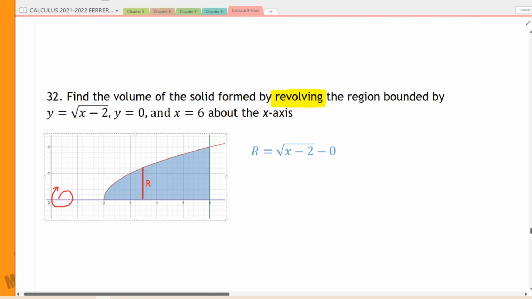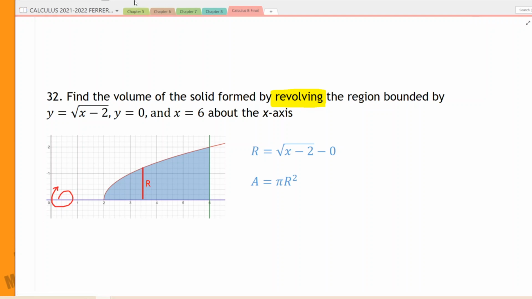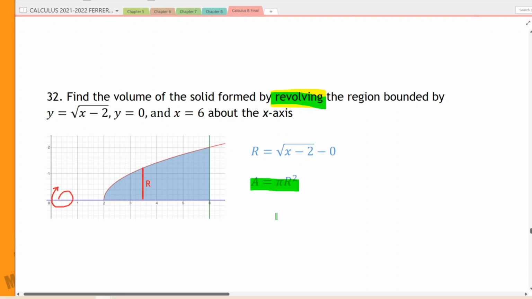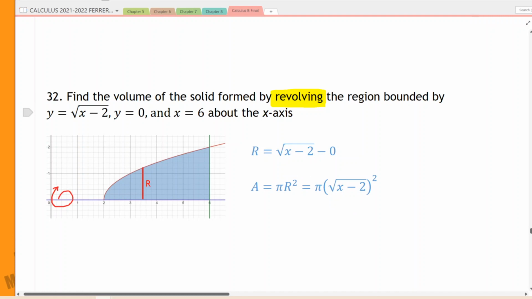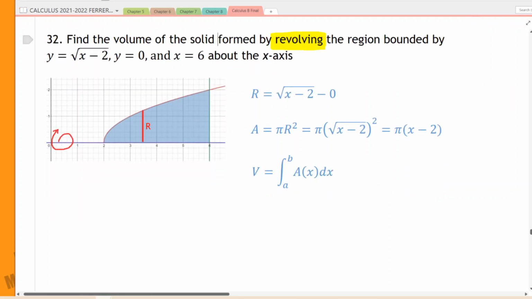Now that we have our radius, we're going to take a look at our cross sections. Since we're revolving, here's that word again, our cross sections are circles, so the area formula is pi r squared. We have an equation for r. R is root x minus 2, which simplifies very nicely into pi multiplied by the quantity x minus 2. All right, area formula out of the way. All that's left is our integral. The volume is always the integral of the area.